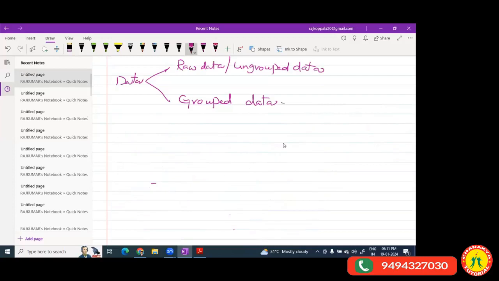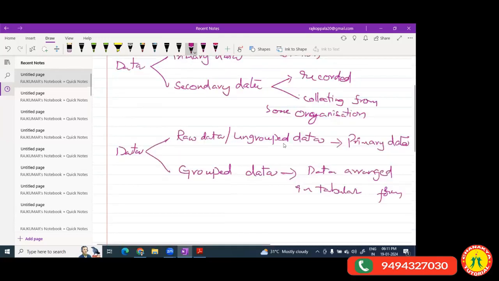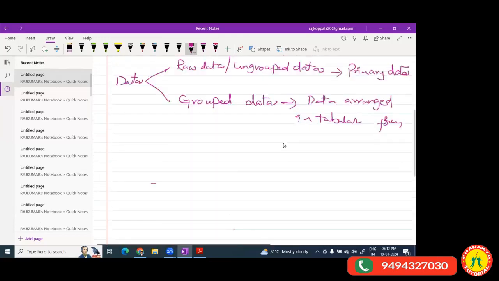So this is nothing but data arranged in tabular form. Okay, so this raw data means primary data. Primary data means direct collection from person to person. That is called ungrouped data. After collecting this data, what will we do? We will handle the data. We will handle means we have to manipulate the data.